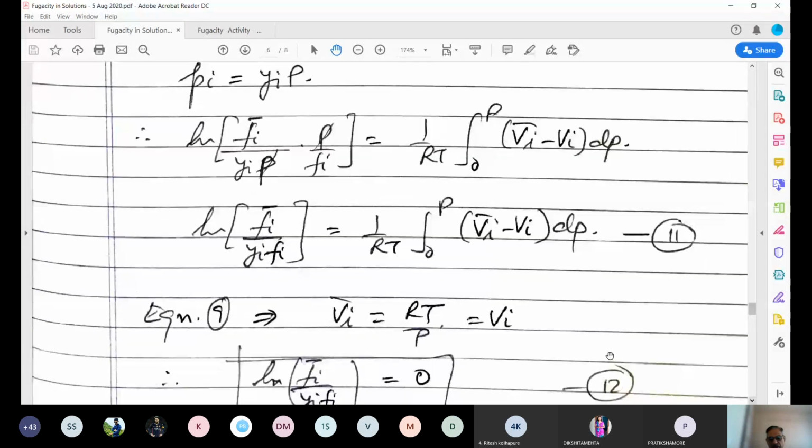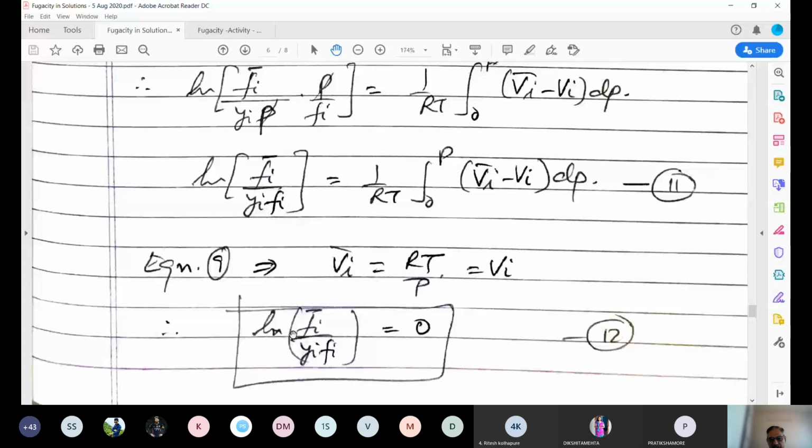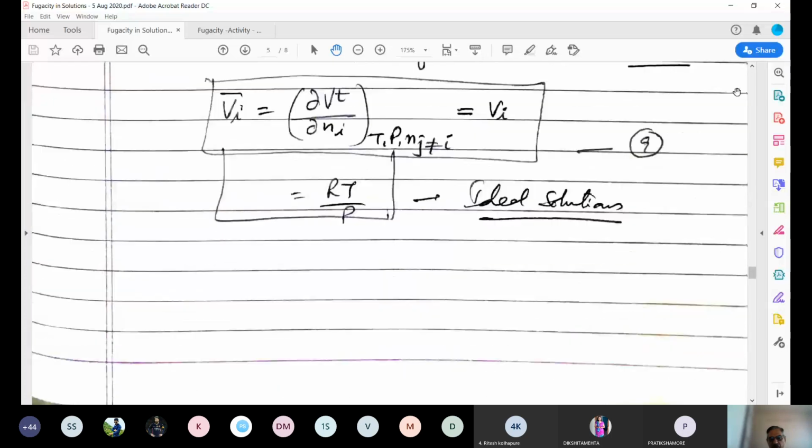So in equation 9 we have seen Vi bar is equal to Vi. So what we put is ln Fi bar by Fi is equal to 0 on the right hand side, because Vi bar is equal to Vi. Sorry, Vi bar is equal to Vi for ideal solutions, right? We have seen this equation 9. For ideal solutions, forget about this part. Vi bar is equal to Vi.